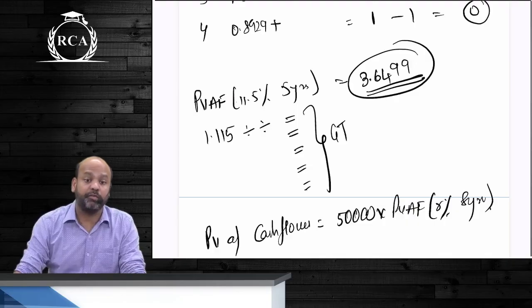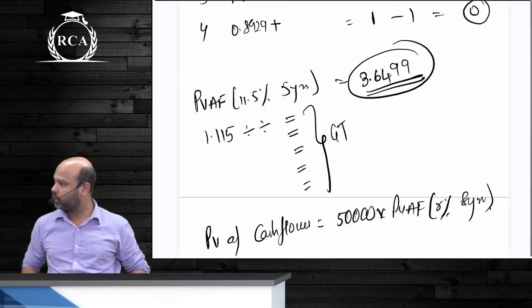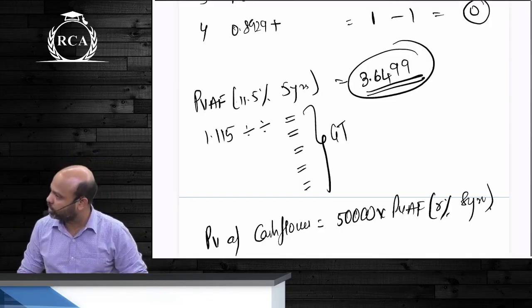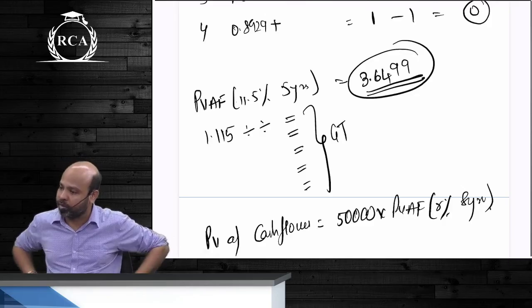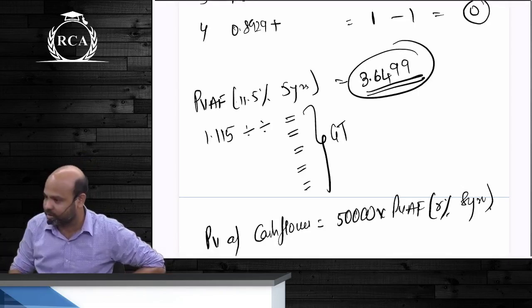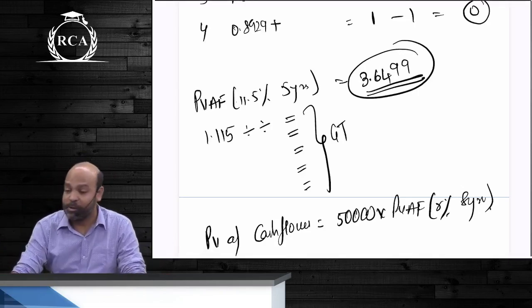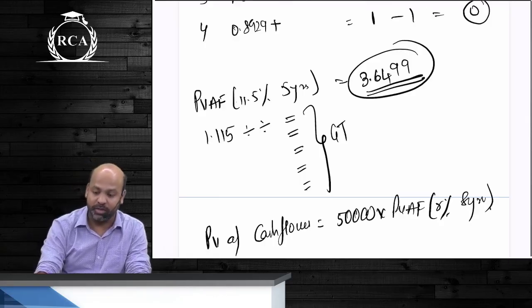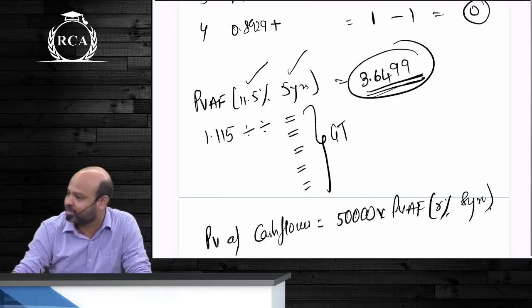Now let's say instead of 1 rupee, you have to receive 50,000 every year for the next 5 years. What will be the amount of deposit required? 50,000 multiplied by 3.6499. Rate 11.5% for 5 years. If I talk about 3.6499, am I referring to 11.5% for 5 years?